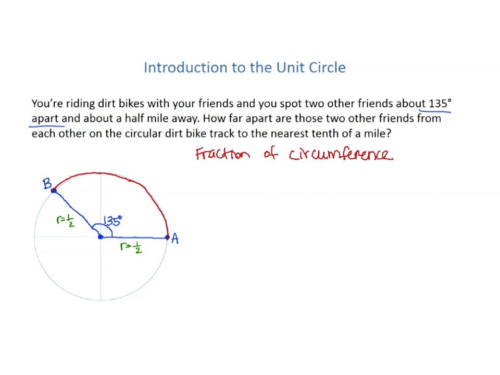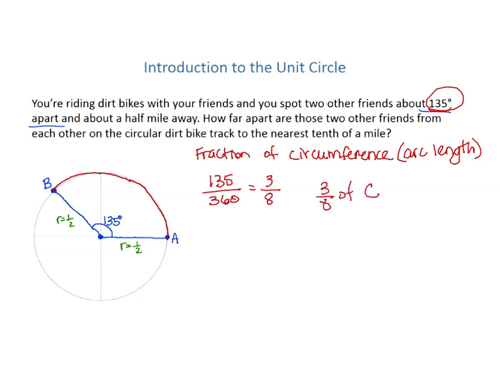And the fraction of the circumference, remember this, another name for that is arc length. So let's find that fraction first. It's 135 degrees out of 360. So when we simplify that, you can divide the top and bottom by 45. You get 3/8. So we're looking for 3/8 of the circumference.